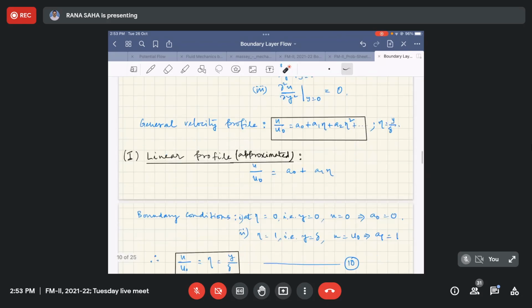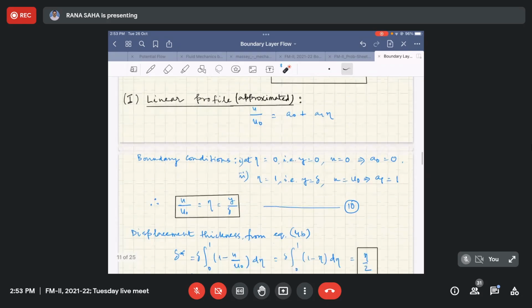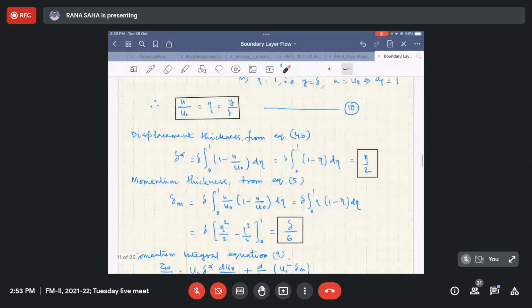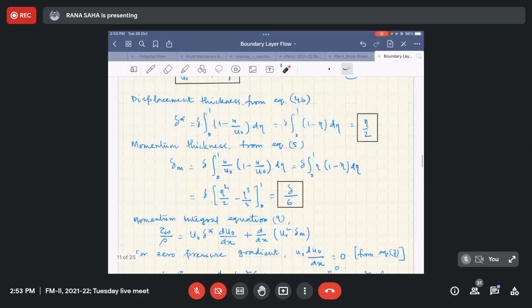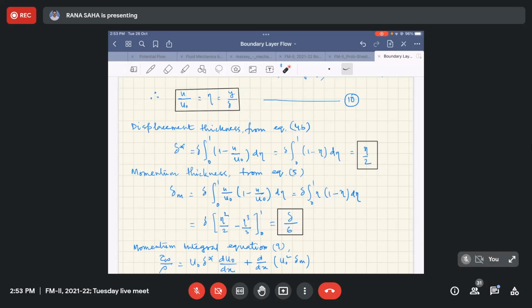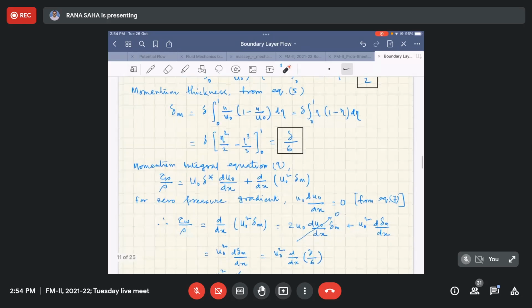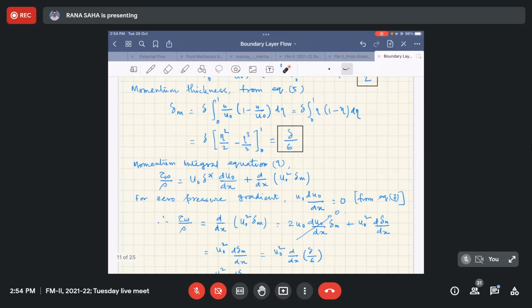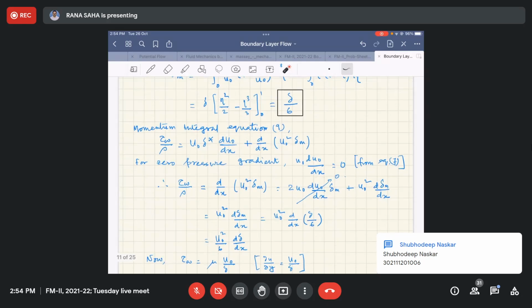So then you need to impose the boundary conditions, and then you have to find out this delta star, that is the displacement thickness, and the momentum thickness. So once you have the velocity profile, you can replace it with u by U naught term, and this is basically a routine integration. I think I need not go through that details. In the video lecture, it is already there. So the methodology is something like that.